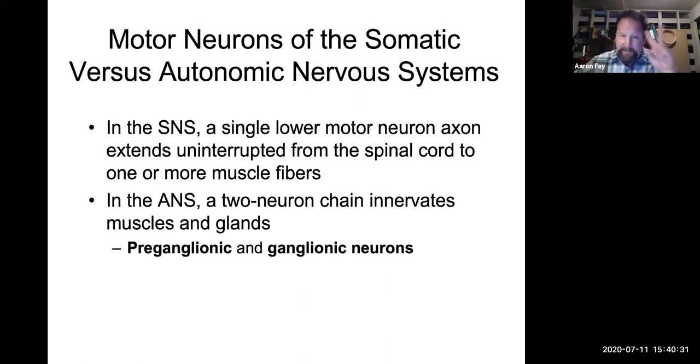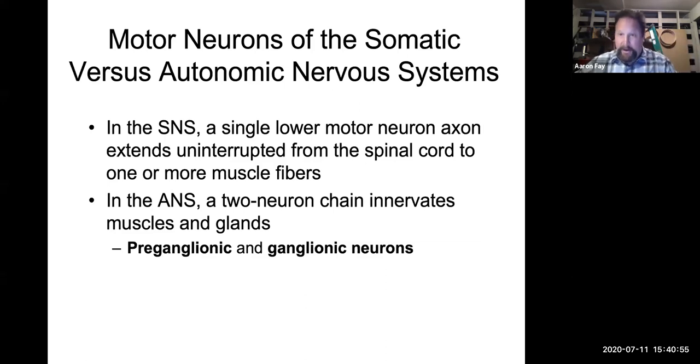The autonomic motor pathway is a two neuronal pathway, right? It's going to innervate smooth muscle, cardiac muscle, or a gland, not skeletal muscle. You don't have conscious control over it. The two neurons are called the preganglionic neuron, so that's the neuron going into the synapse, and the ganglionic neuron.